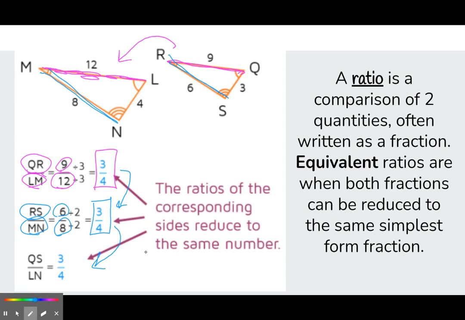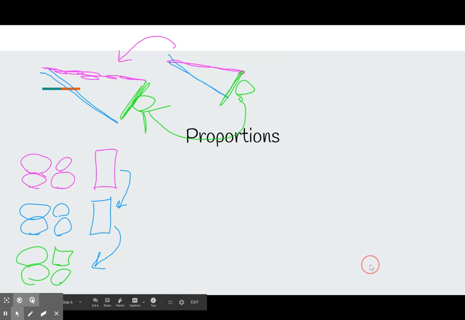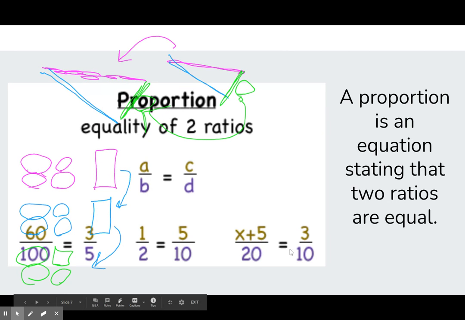So let's go ahead and take a look at the final side here. We have side QS to side LN. Those are the ones that correspond with each other. They're in the same relative position. Okay. QS, which we're going to write on top here, is 3. And LN, which we're going to write on the bottom here, is 4. So notice, all of the ratios, when we put them in simplest form, it's 3 over 4. So they all reduce to the same number. Therefore, we can say that the ratios are in proportion. That's the equality of two ratios.